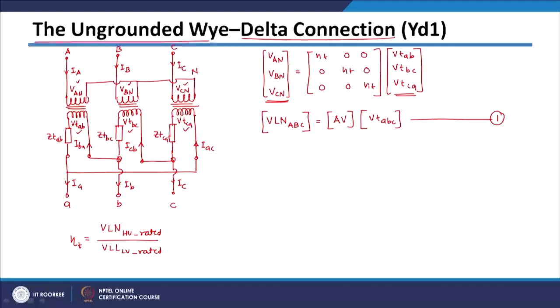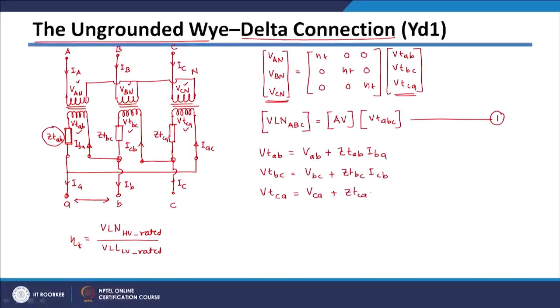Another equation I am getting is from the terminal voltages of this transformer. I can say VTAB will be equal to VAB plus ZTAB into IBA. Basically, this current multiplied by this impedance will give me the impedance drop, which added to the voltage VAB here gives VTAB. Similarly, VTBC will be equal to VBC plus ZTBC into ICB, and the third equation, VTCA, will be equal to VCA plus ZTCA into IAC.